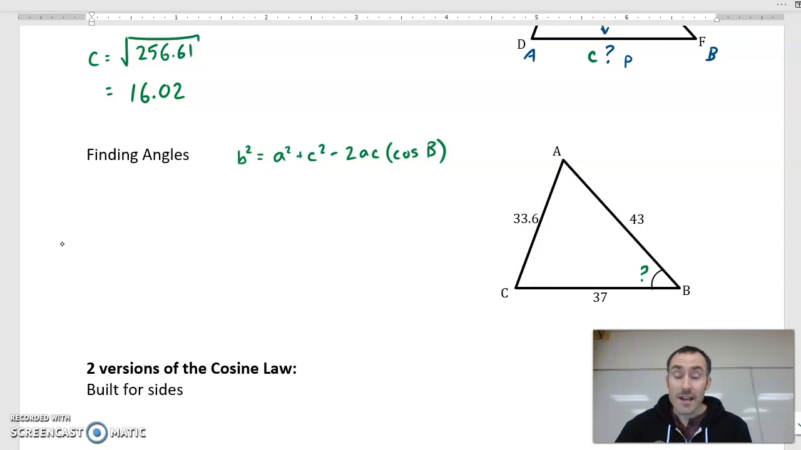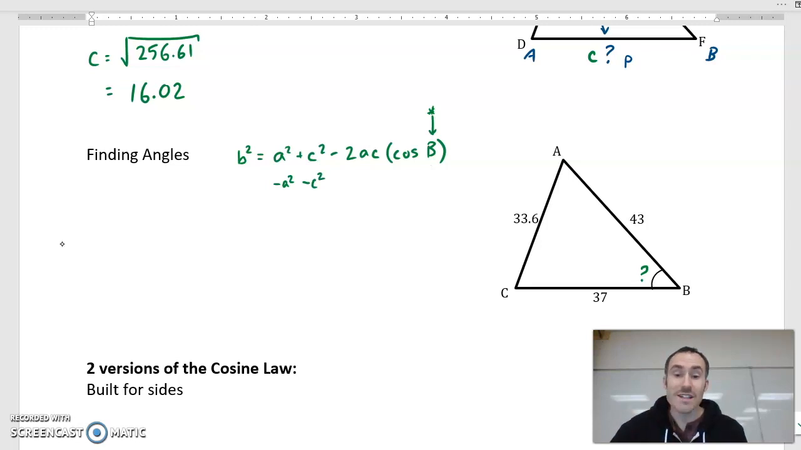I know that this is right because angle B is the thing that I'm looking for. So I can rearrange this equation now to get B by itself. So here's how it works. I'm going to subtract A squared because I'm trying to get this angle B by itself, so I have to get rid of all the other stuff that's on the right side of the equation. So I want to subtract A squared because it's a positive A squared right now. I want to subtract C squared because it's a positive C squared.